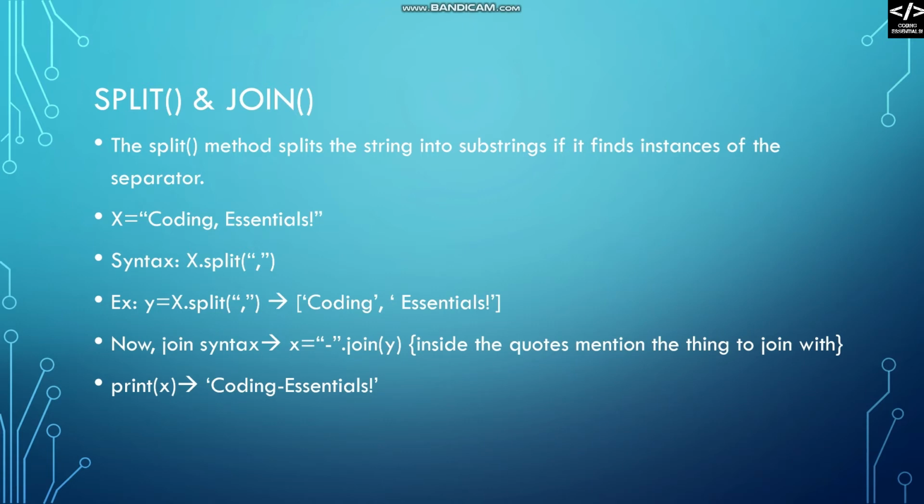Now comes split and join. The split method splits the string into substrings if it finds instances of the separator. What do I mean? Okay, let's see the syntax over here. x dot split. Inside inverted commas, we write the separator. It is a comma over here because we want to separate coding essentials where the comma is. If we use the white space, then it's fine. If we use S, then it will split all the different substrings where S is.